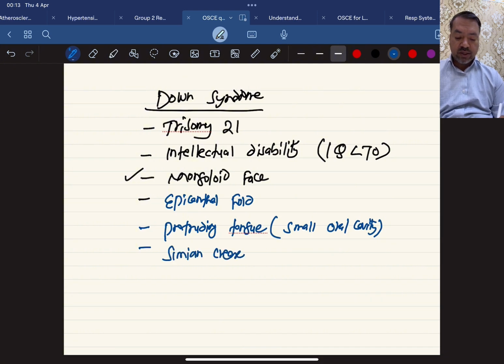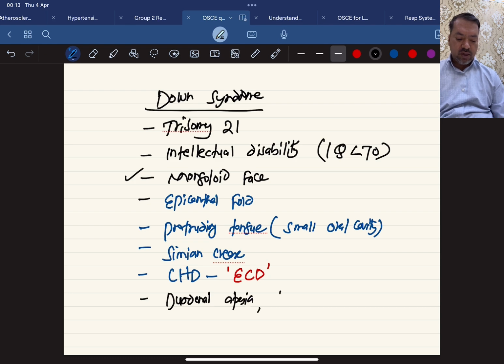Single palmar crease is there. Okay, single palmar crease. Another, these babies are commonly having congenital heart disease, and one of the most common types of congenital heart disease is called endocardial cushion defect, ECD. This is a very important question in the exam, ECD. Now, another problem is duodenal atresia. That's what we are talking right now.